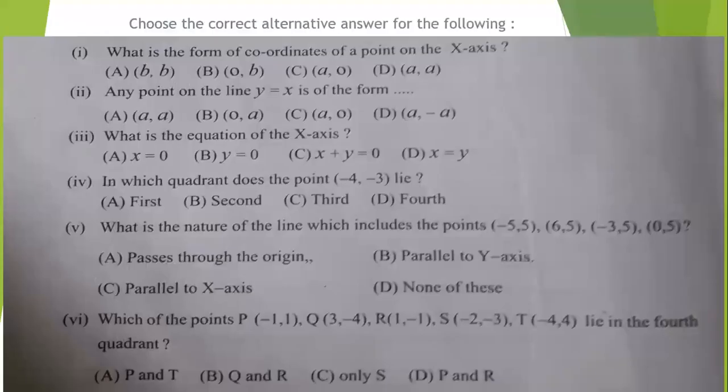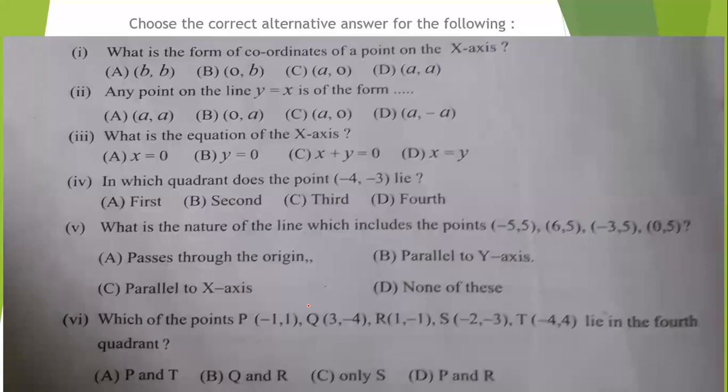Now, the last part of our exercise is to choose the correct alternative answer for the following. If you see, there are 4 alternatives given to us, and among them, we have to find which one is the right answer. So let us move to the first one. What is the form of coordinates of a point on the x-axis? A, (B, B); B, (0, B); C, (A, 0); D, (A, A).